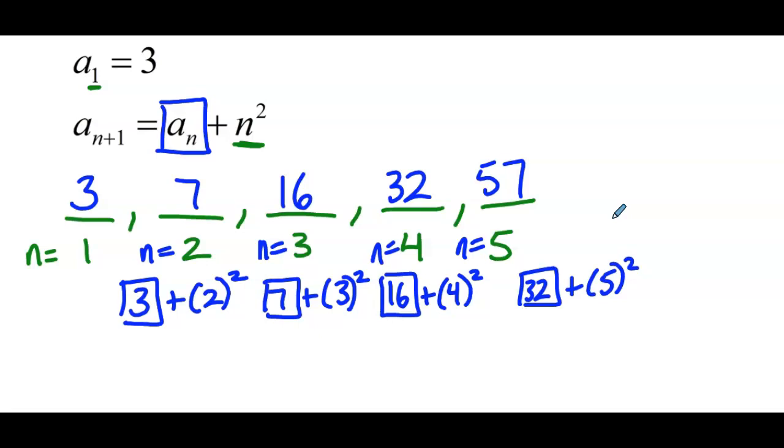Recursive is really good for noticing the pattern of a sequence, really bad for finding the 100th term of a sequence. Imagine finding the 100th term of this sequence here. That was a lot of work just to get the first 5 terms, and we'd have to keep going all the way out to 100.